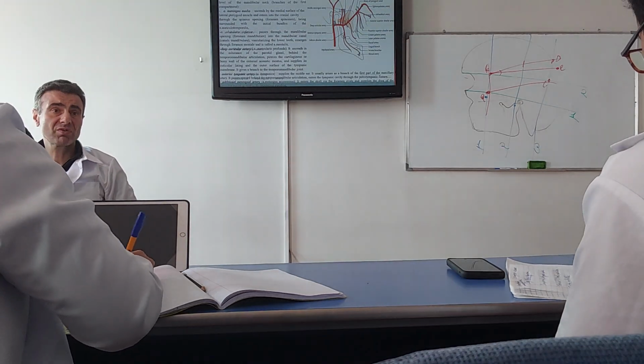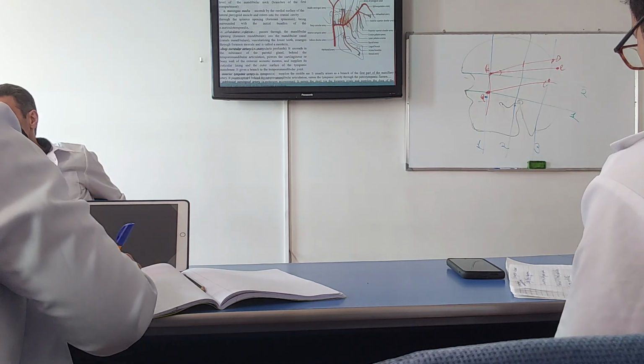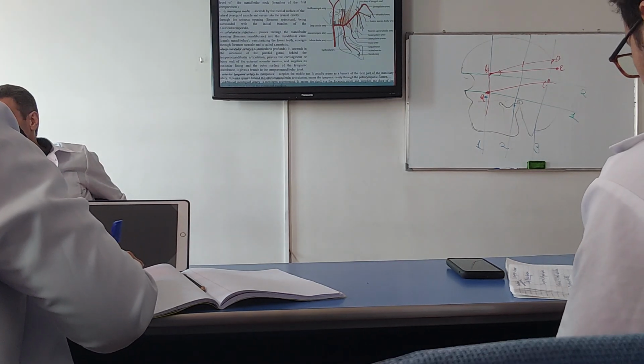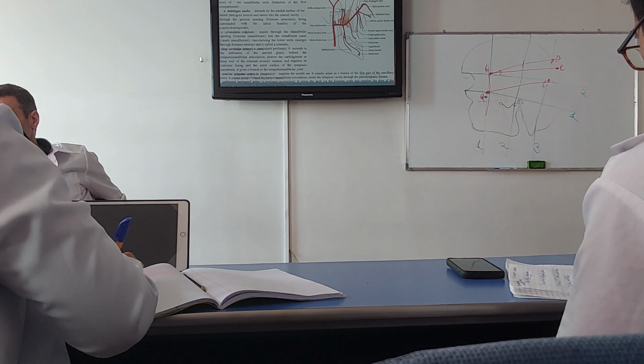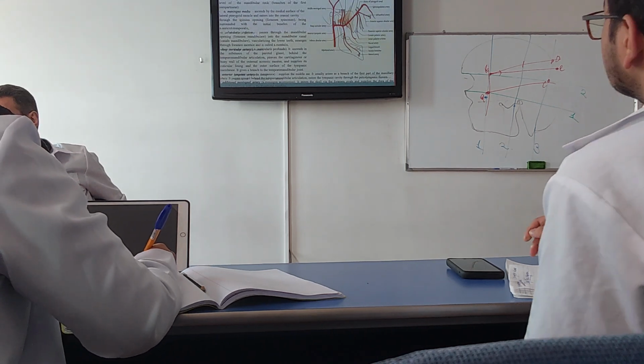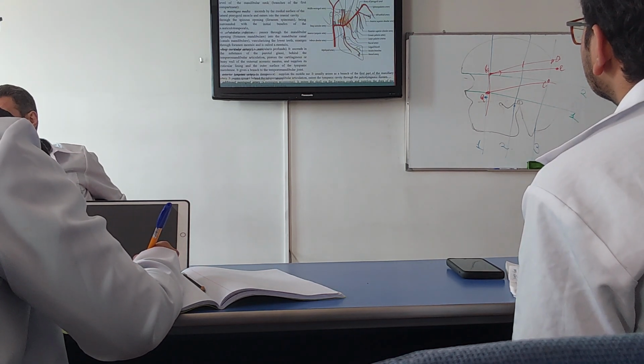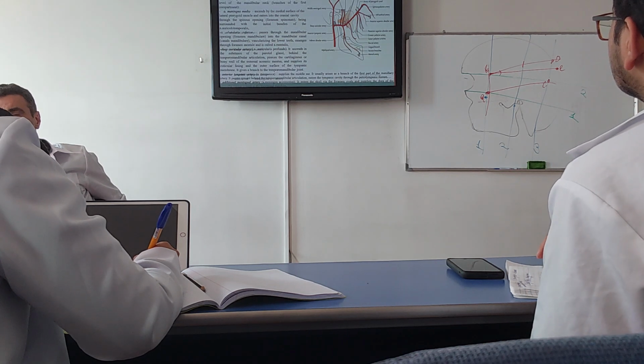Now let's start from the first 5. Look, that is the mandible. That is the portion which is located behind the mandible. Yes or no? That is the pterygoid muscle. This is the portion according to the pterygoid muscle.